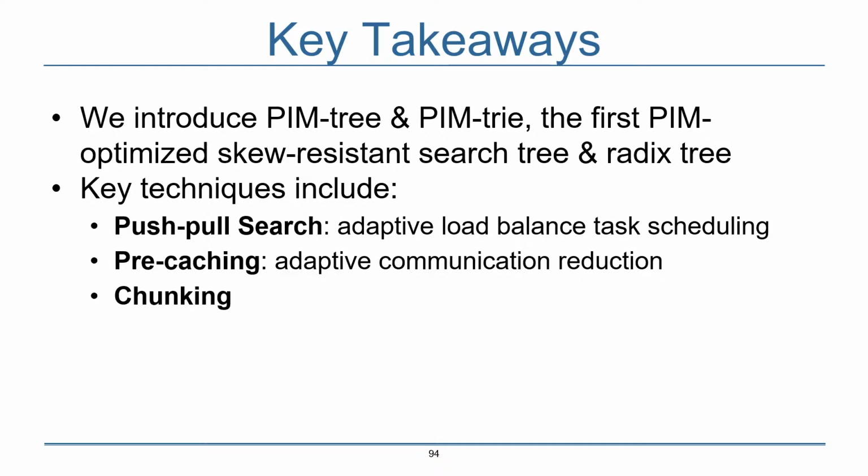Okay, so these are the key takeaways for the full talk. I'm introducing the PIM-tree and PIM-trie. They are both skew-resistant data structures for PIM. One is a search tree, one is a radix tree. The key techniques are push-pull search, pre-caching, and chunking, which are used in both of them. But for PIM-trie, you need to do something more clever. And that's the end of my talk.